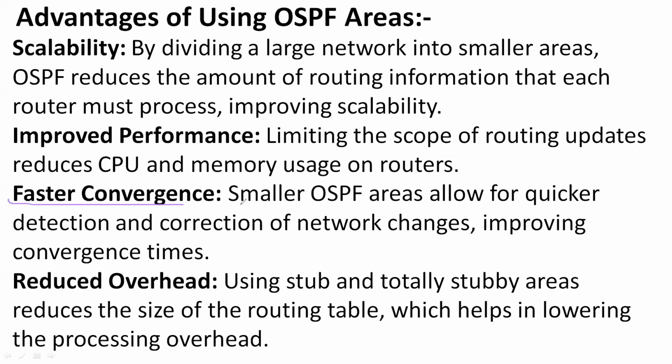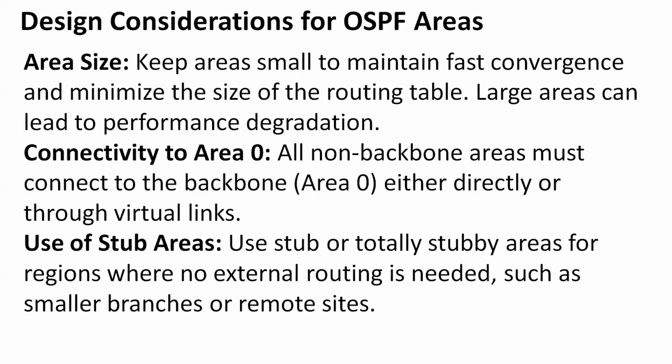The convergence will be faster because we have divided the network into smaller areas, which makes convergence easier. By using stub and totally stubby areas, we can filter out LSA 5, LSA 7, and LSA 6 or LSA 3. That is a separate part we are going to discuss in our stub area configuration.